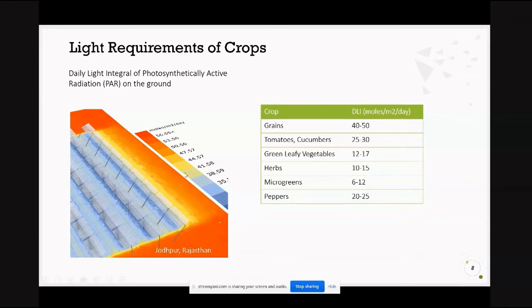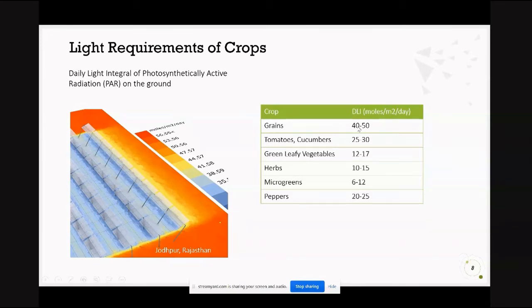So if you look at this number, we see that without any shade under the full sun, we're getting above 50 moles per meter square. Now, under the solar panels, with a certain ground coverage ratio, we're seeing numbers between 30-35 moles per meter square per day. Now, if we compare this with what the requirement is again for different crops, you see for grains, it's a bit high.